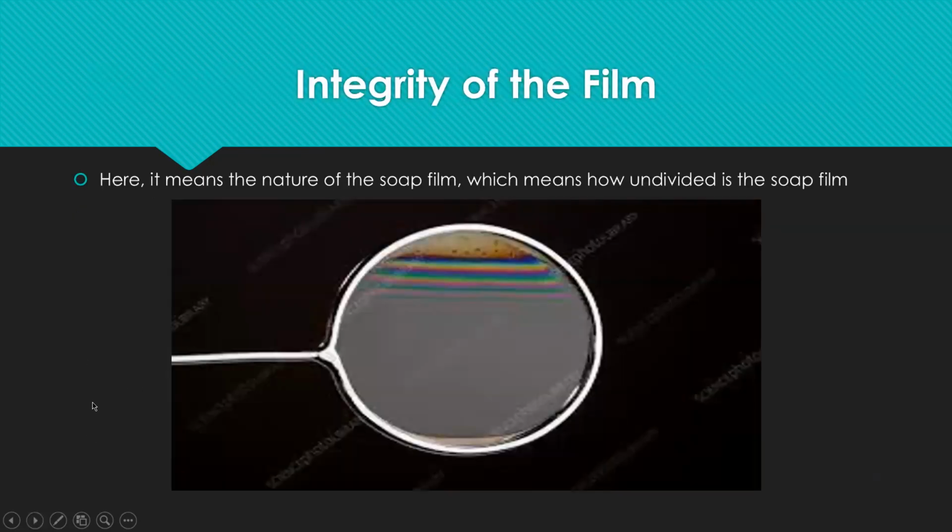Then second, the integrity of the film. Here it means the nature of the soap film, which means how undivided is the soap film. In this slide, we can see how the film maintains its integrity. Here we can see there is a ring and we have dipped the ring in the soap solution, and we can observe how the soap film has maintained its integrity on this shape.